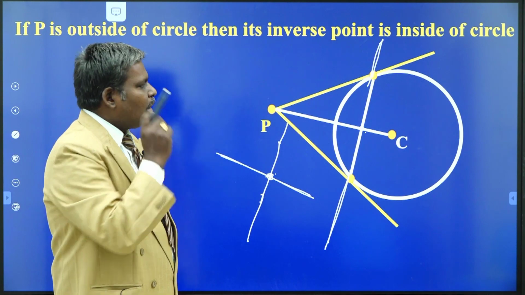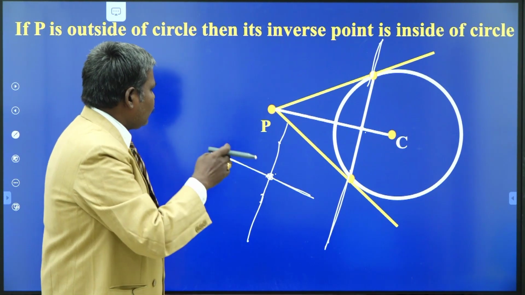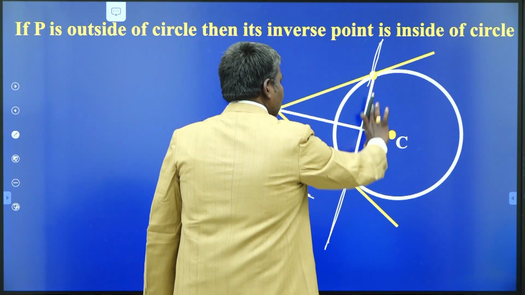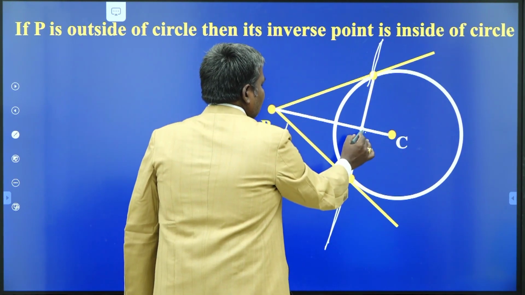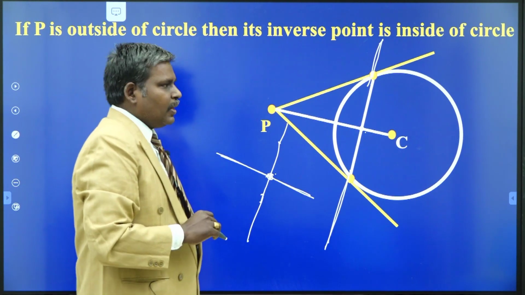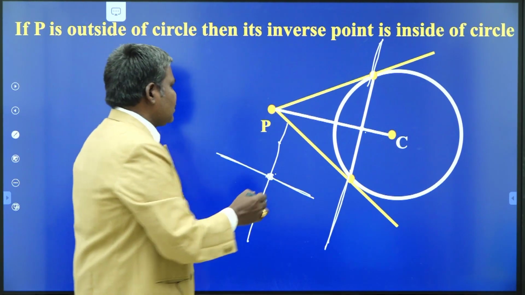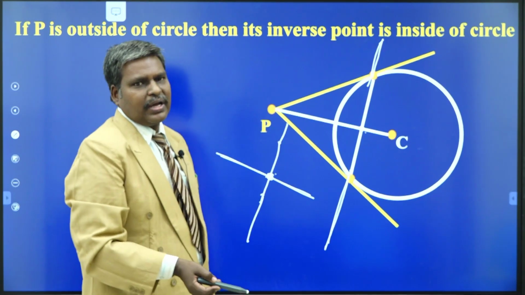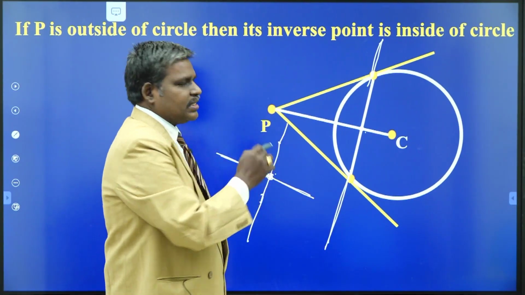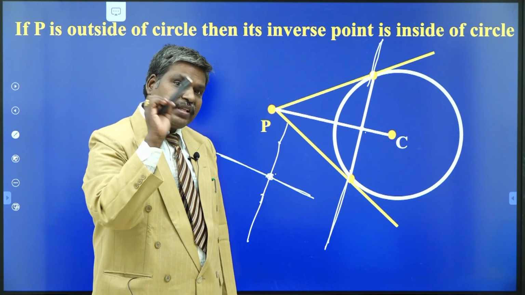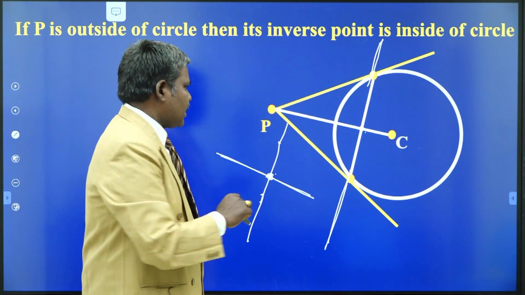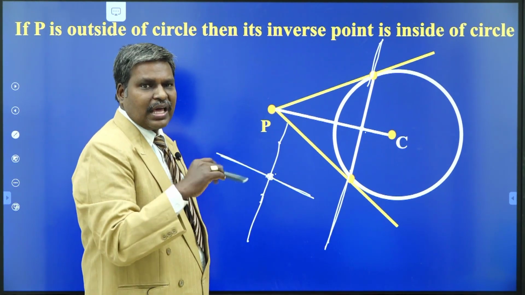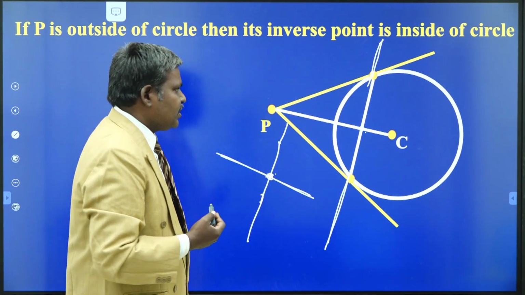Students may be confused. How can we get that one? We mean we are solving CP with that polar, so we are taking the portion itself also. Then only we get the inverse point. What is the original definition? C, P, Q, R collinear, and CP into CQ equals R squared, and both points are on the same side of the center of the circle. That is why they are defined in that manner. Sometimes we get this type of ambiguity. To avoid that ambiguity, the inverse point is defined in that manner.